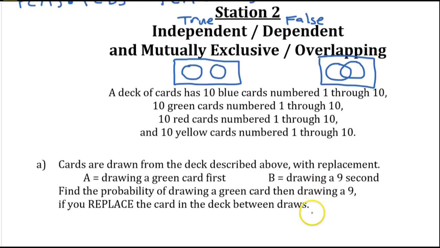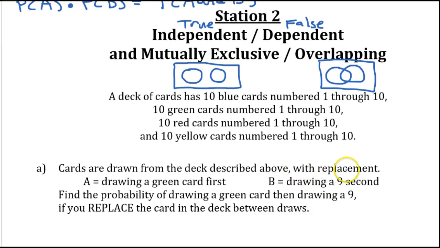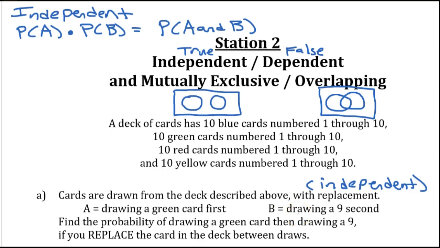So when you see with replacement, that means that it's going to be independent, because if you start over each time, your first draw will not have any effect on your second draw. So those will be independent of each other. Now, find the probability of drawing a green card, then drawing a 9. You replace the card between draws, so that makes it independent. So that means we should be able to use this independent formula.